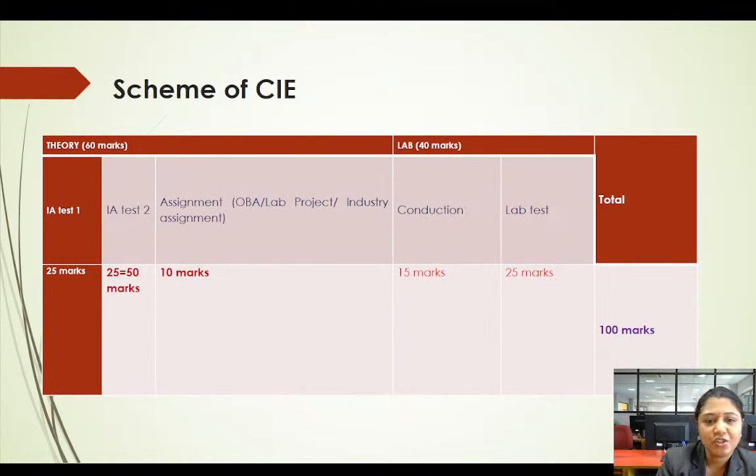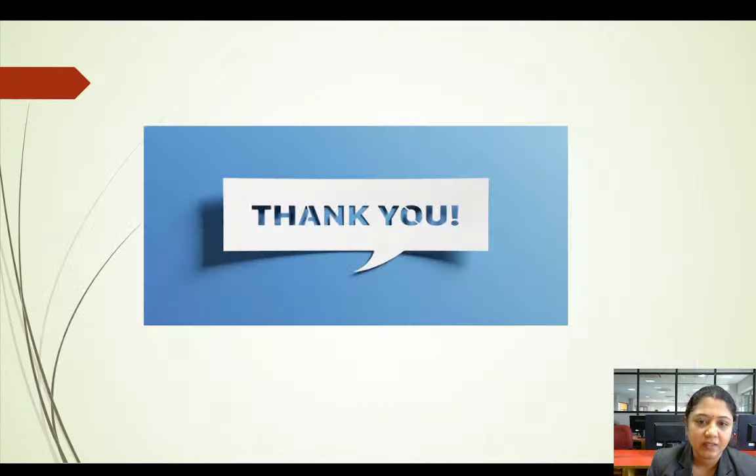Okay, I'm also sharing the scheme of CIE. You have two labs. Actually, the scheme has changed now. You have IA, which is divided into two, and the marks are 30. Okay, and your lab component is 40. Together, it will become 100 marks. Well, thank you, students. I hope you will take this subject, and welcome to web programming.